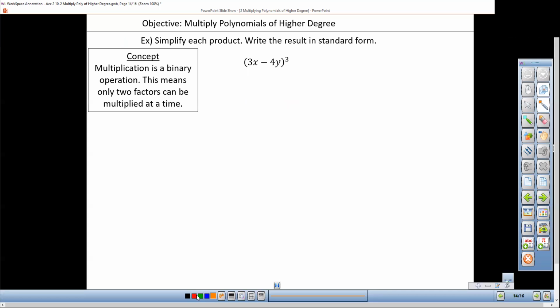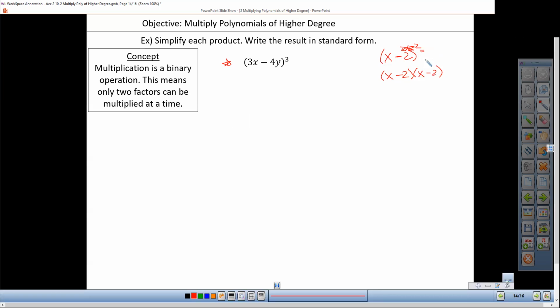All right, let's take a look at this problem. So in this one, here's our problem here. We have a binomial to the third power. We have dealt with problems where we had binomials to the second power, like if we had x minus 2 quantity squared. We have learned that there's no shortcut here. You can't distribute the 2 because of the minus sign, so that doesn't work. We have to look at this as x minus 2 times another x minus 2, which is what the exponent means, times itself, and distribute.